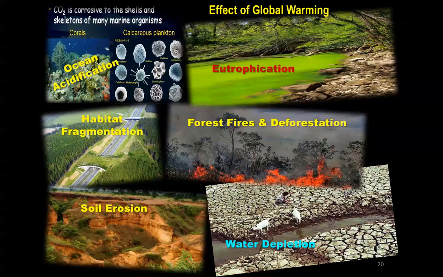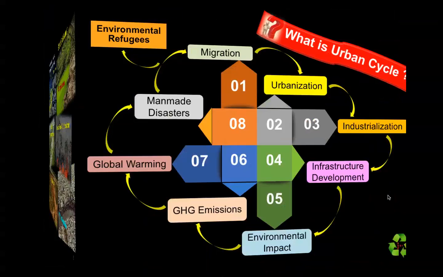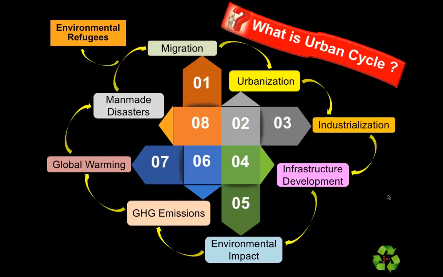And then there are the effects of eutrophication, forest fires, deforestation, habitat fragmentation, soil erosion, and water depletion. These are some of the adverse effects of global warming. Next, let us come to what exactly the urban cycle is. I would not like to spend much time on this. We know that there is a lot of rural migration happening. Migration leads to urbanization, leads to industrialization, then infrastructure development and environmental impact. That leads to greenhouse gas emissions, then global warming, then man-made disasters, and again the cycle keeps on repeating.